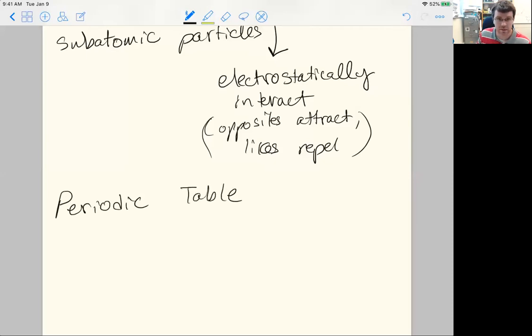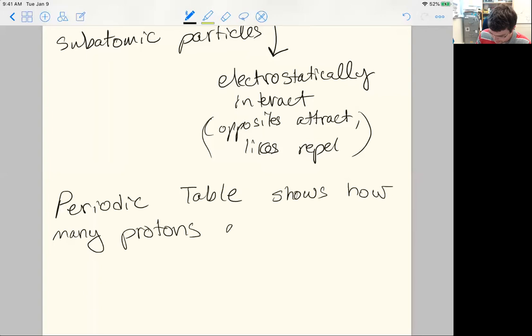The periodic table shows how many protons an element has by listing its atomic number.